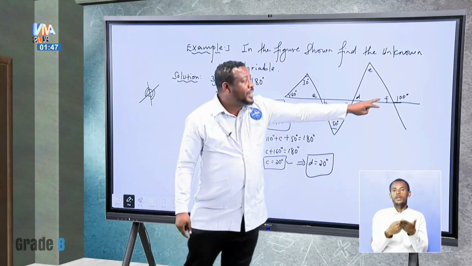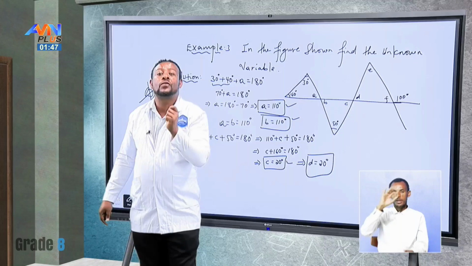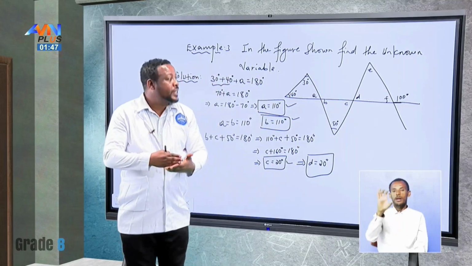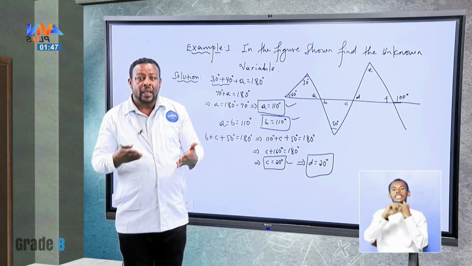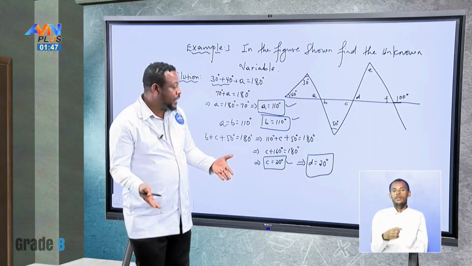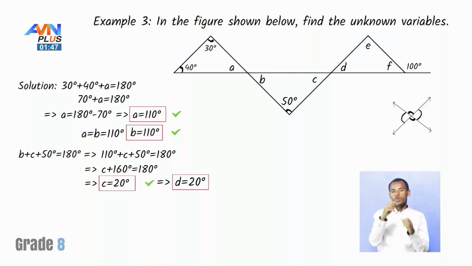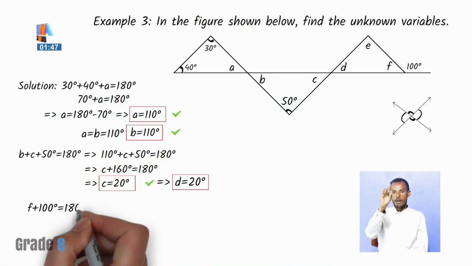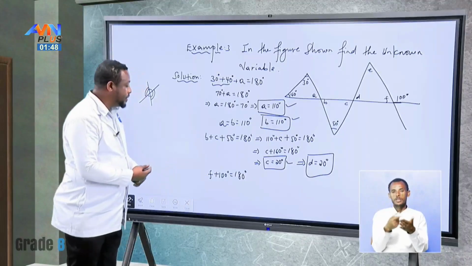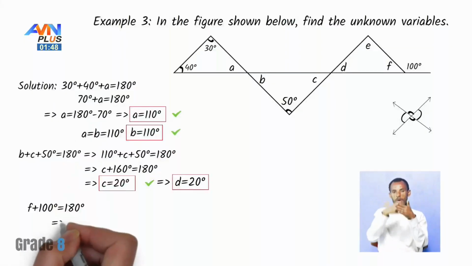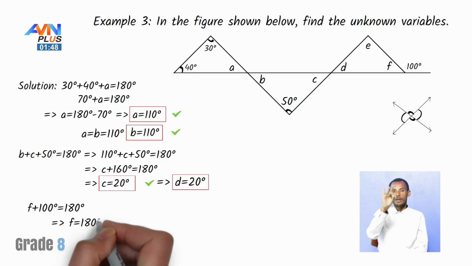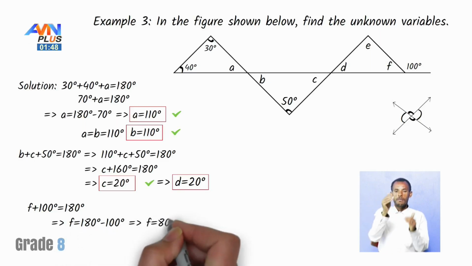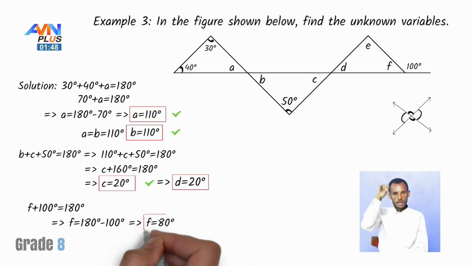Here, you can easily obtain the value of F, because F and 100 form a straight angle. So you can say that F plus 100 degrees is 180 degrees. From this, you can get the F value. So F is 180 degrees minus 100 degrees. This gives us F is equal to 80 degrees, okay?